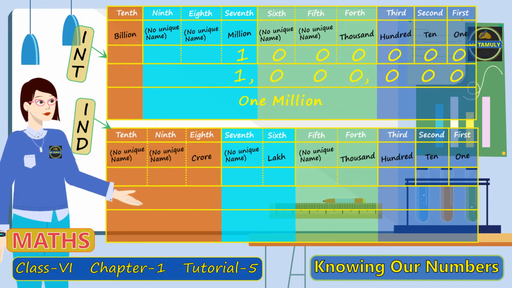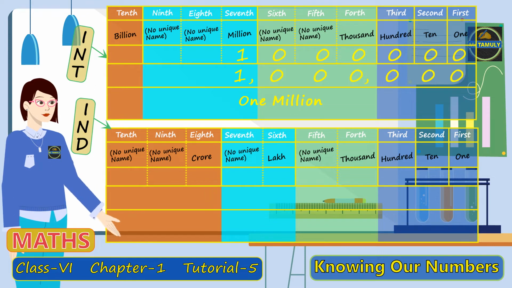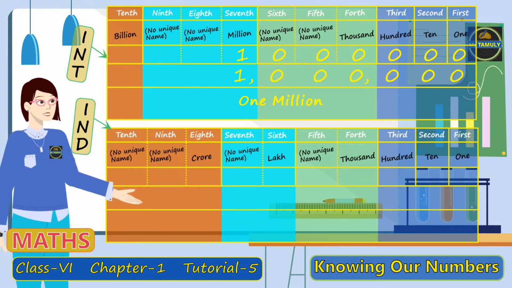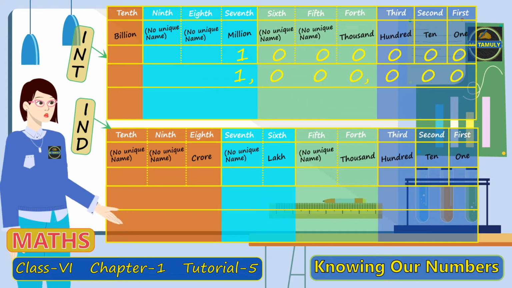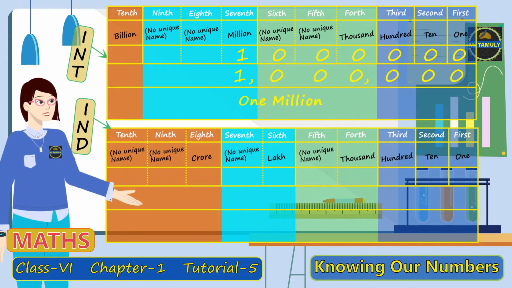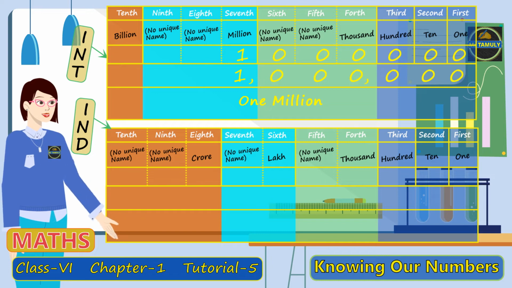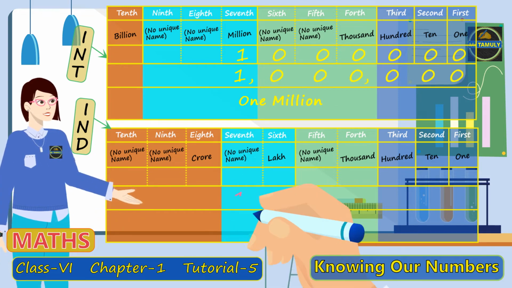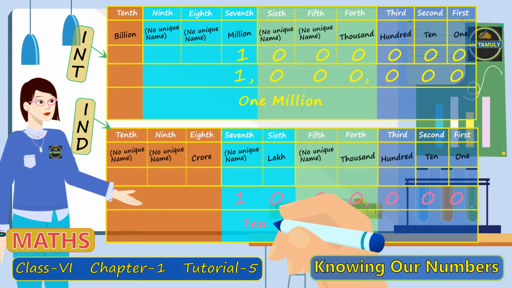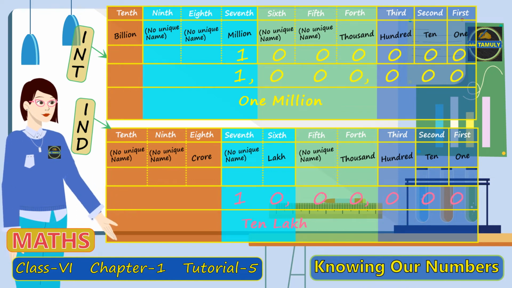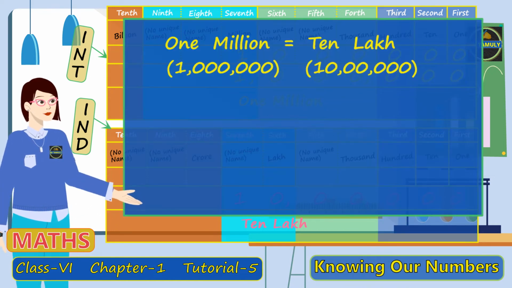Hence the name of the 7-digit number, 1,000,000 in the international method, is 1 million. On the other hand, the name of the same 7-digit number, 10,000,000 in the Indian method is 10 lakh. So, now we know that 1 million is equal to 10 lakh.